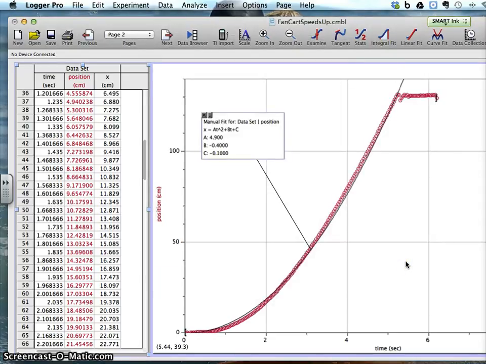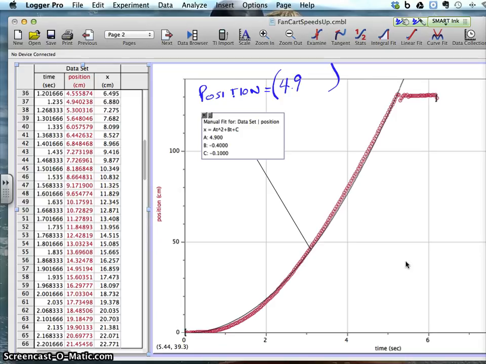So now we have this labeled column. And you could say, yeah, this is how we modeled the position time graph. We have an equation that's essentially position equals 4.9.